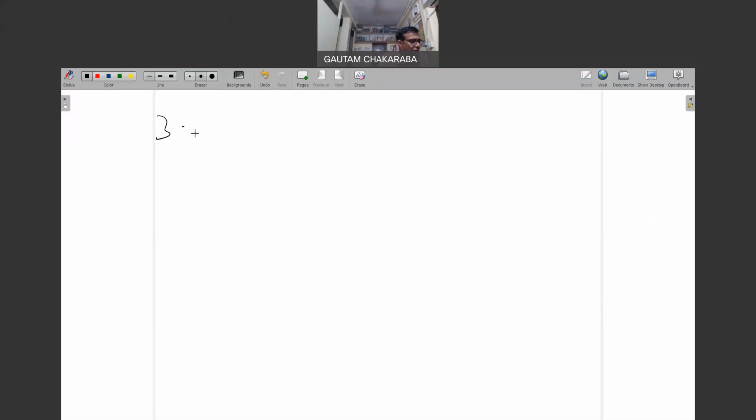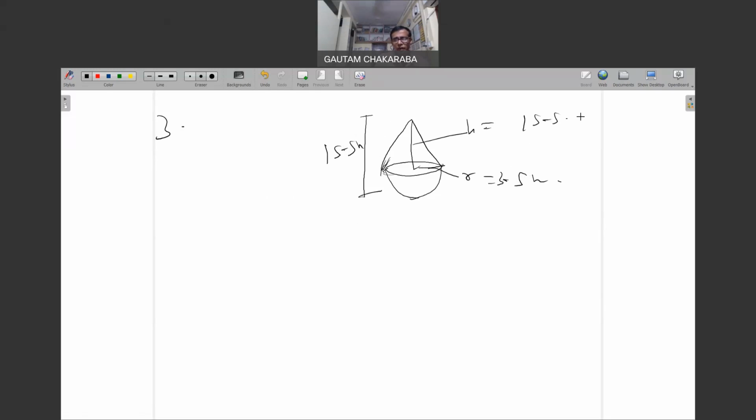Now question 3: a toy is in the form of a cone of radius 3.5 centimeters mounted on a hemisphere. So again draw a hemisphere mounted by a cone. This is the cone, and the radius is 3.5 centimeters, and the total height of the toy is 15.5 centimeters. So what is the height of the cone? 15.5 minus 3.5, because of the same concept, this is also 3.5, that is 12 centimeters. Find the total surface area of the toy.